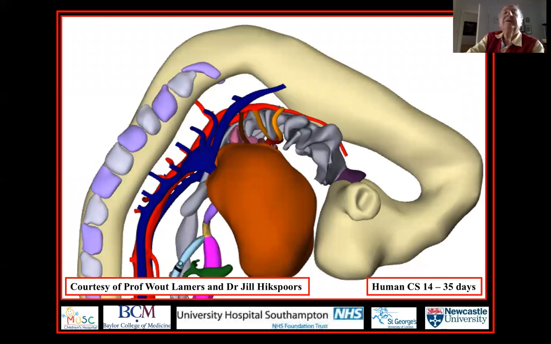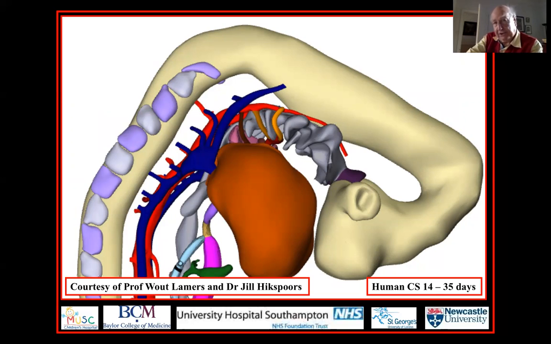And to do all this and to put it into context, I'm indebted again to these wonderful reconstructions that have been made by my good friends and colleagues, Professor Wout Lammers and Dr. Jill Hikspoors, who work in the University of Maastricht in the Netherlands. And those of you who have been watching my presentations during this series will know that I've been using these reconstructions, which show the changes in human development as we move from 4 weeks or so at what we call Carnegie stage 10 to the end of the embryonic period at Carnegie stage 23.